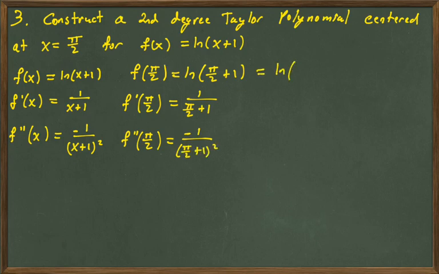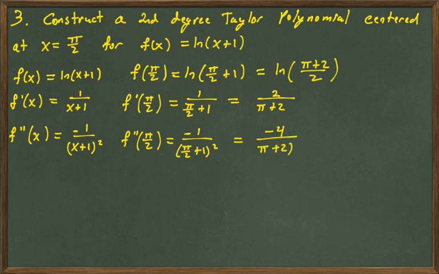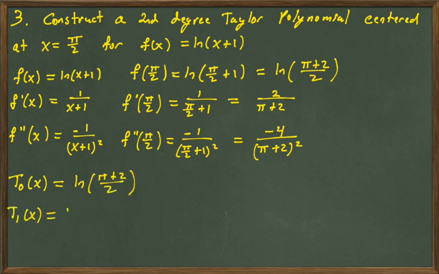Simplify these down. So f evaluated at pi over 2 is going to be the natural log of pi plus 2 over 2. f prime evaluated at pi over 2 is going to be 2 over pi plus 2. And f double prime at pi over 2 is going to be negative 4 over pi plus 2 quantity squared. The zeroth Taylor polynomial is going to be natural log of pi plus 2 over 2. The first degree Taylor polynomial is going to be the natural log of pi plus 2 over 2 plus 2 over pi plus 2 times x minus pi over 2.